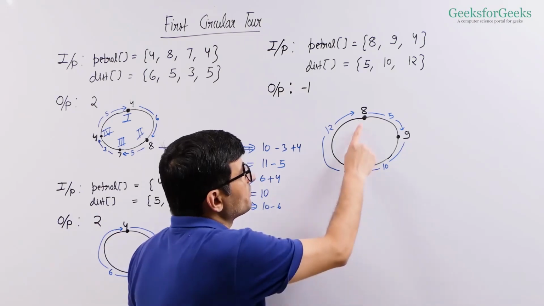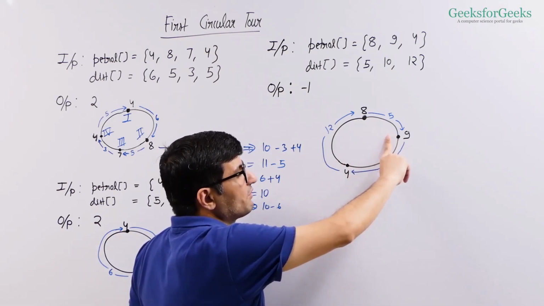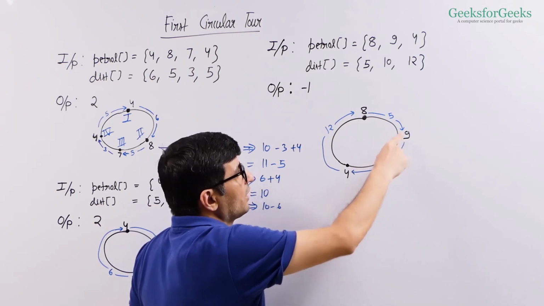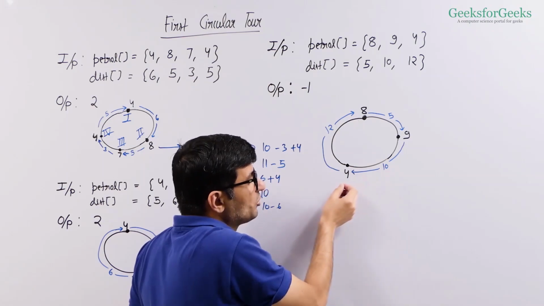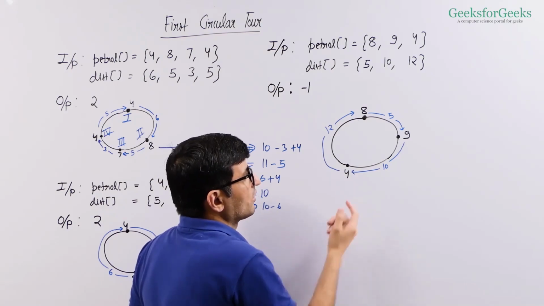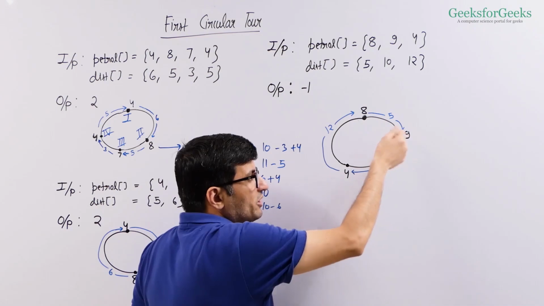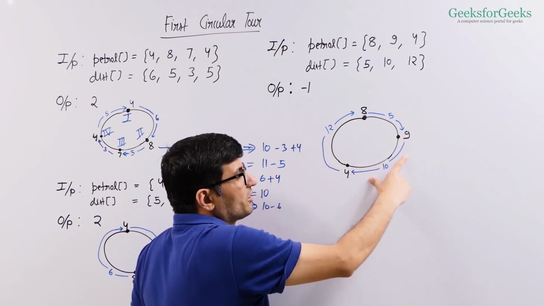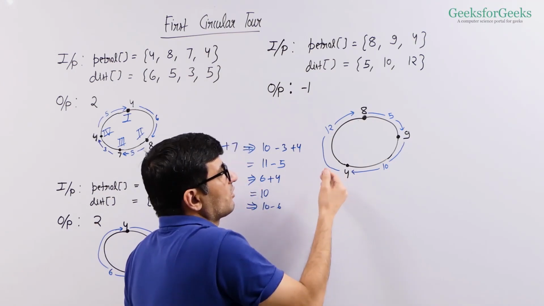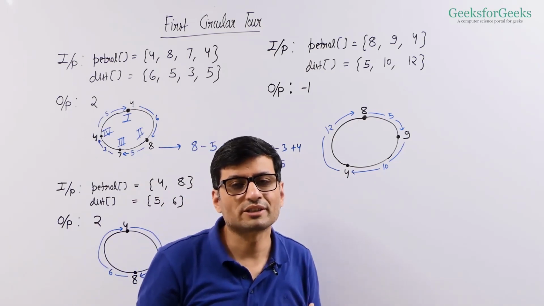For example, if I begin from here, I have 8 units of petrol. I'll travel 5 units. I'll have 3 units extra. Now I'll have 3 plus 9, 12. I'll consume 10. I'll have 2 units extra. 2 plus 4, 6, but this distance is 12. So I run out of petrol. If I begin from here, I'll have 9 units of petrol and I need to travel 10 units. So I cannot begin from here. If I begin from here, I have 4 units of petrol and I need to travel 12. So I cannot begin from here also. So in this example, our answer is -1.